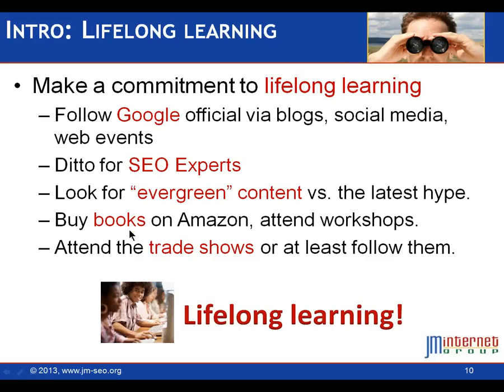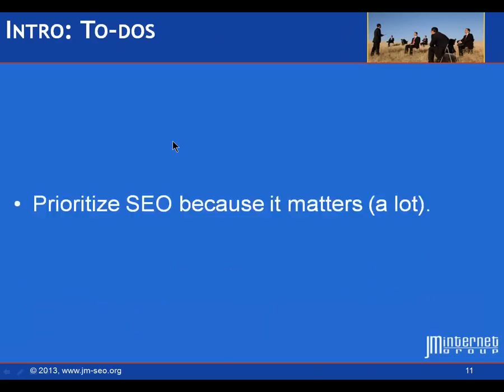Think about, I hate to say it, remember books? Books are often the more solid content, doesn't change rapidly, but they're good. Buy a book on Amazon on SEO once a year and read the latest book. Think about workshops and trade shows. So rather than just freak out based on Twitter and the blogosphere, make a systematic way to follow Google. And I'm going to show you some tips that I use to keep abreast of what's going on.